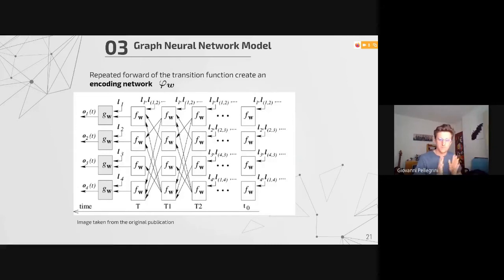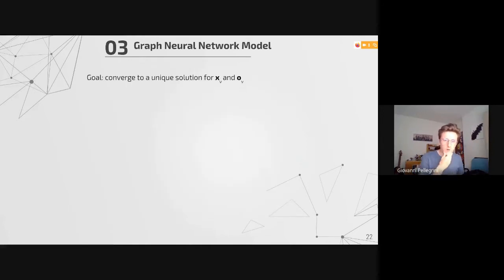Nice. We have the function, and we have understood how it works over time. But what is the real goal here? The real goal is to obtain a node state representation and an output value which are unique. We want a node state which is unique, depending on the information of the node, of the neighbor nodes, and the topological structure of the graph. And we also want the correct prediction outputs from these node states. So basically, we want to converge to a unique solution for both of them.